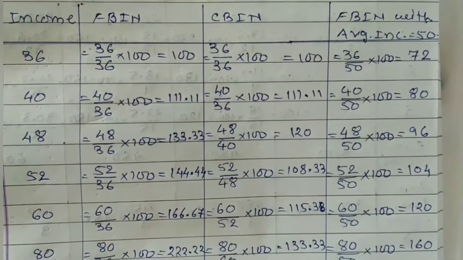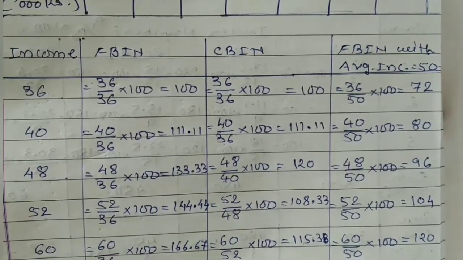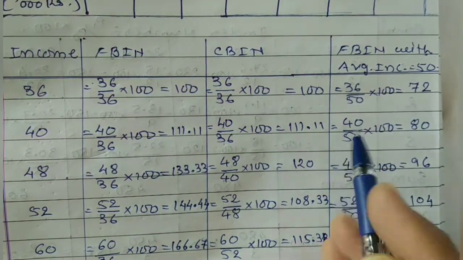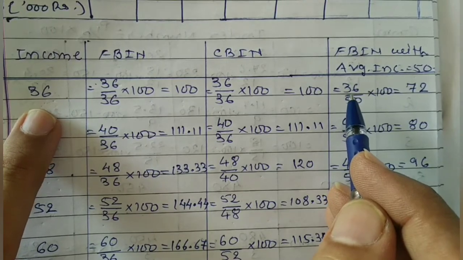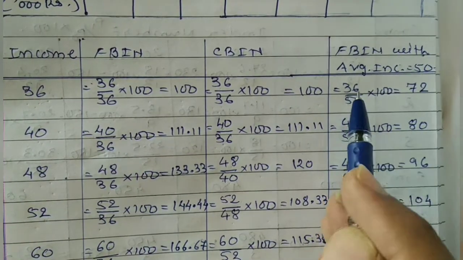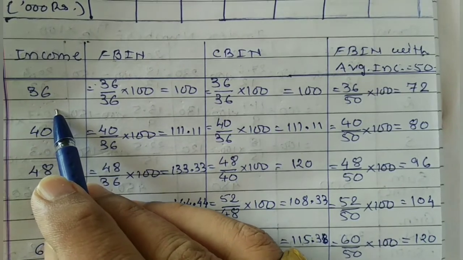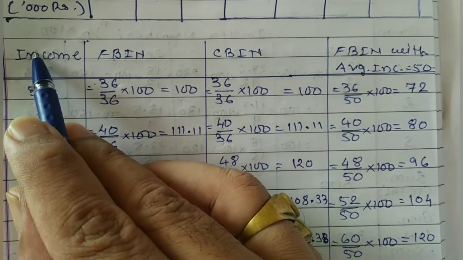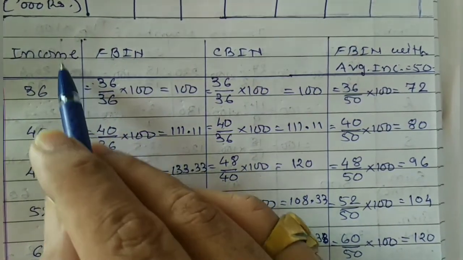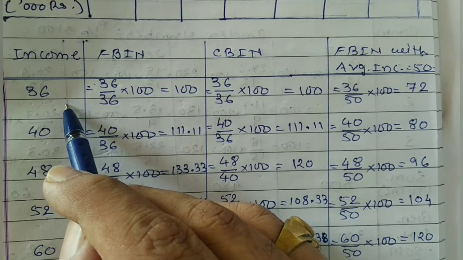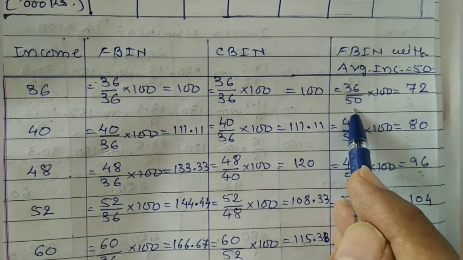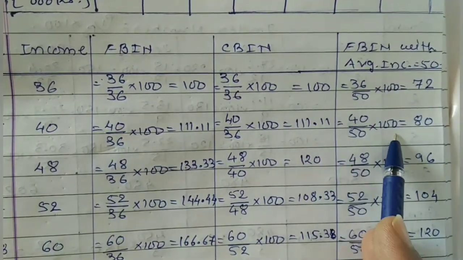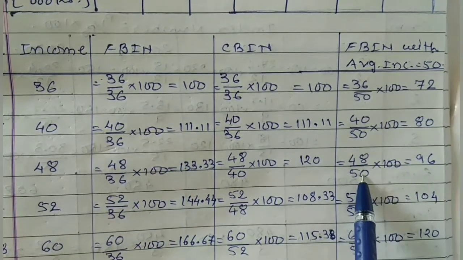Let's check the solution. FBIN with average income of 50, as we have already calculated. Price of current year, that is 36, upon price of base year. Here, we are not supposed to consider the first year or previous years as base year. They have already mentioned that you have to consider average price as base year. So average price is 50. That's why it would be 36 upon 50 into 100, 40 upon 50 into 100, 48 upon 50 into 100.